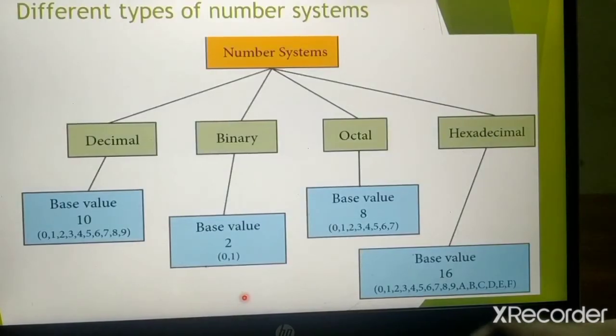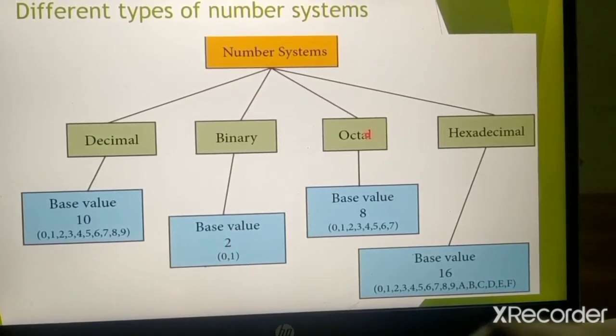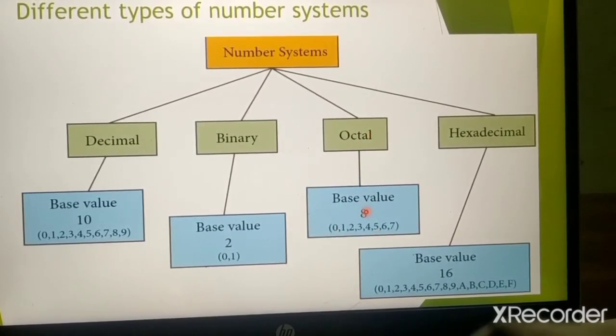Next, here is given one pictorial representation for different types of number systems. Already we have seen, there are 4 different types of number system: decimal, binary, octal, hexadecimal. Decimal means here we are having 0 to 9 numbers, 10 values. So its base value is represented as 10. Next, binary. Binary means only 2 values. So its base value is represented as 2. Next, octal. Octal means 8 numbers only, 0 to 7. So its base value is represented as 8.